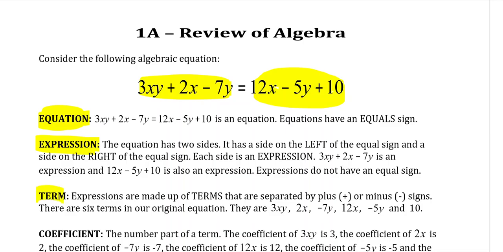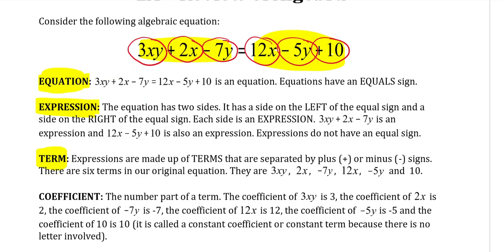We also have what are called terms. Terms are the individual things that are separated by plus and minus signs. So 3xy is a term, 2x is a term, minus 7y is a term, 12x is a term, minus 5y is a term, and 10 is a term.